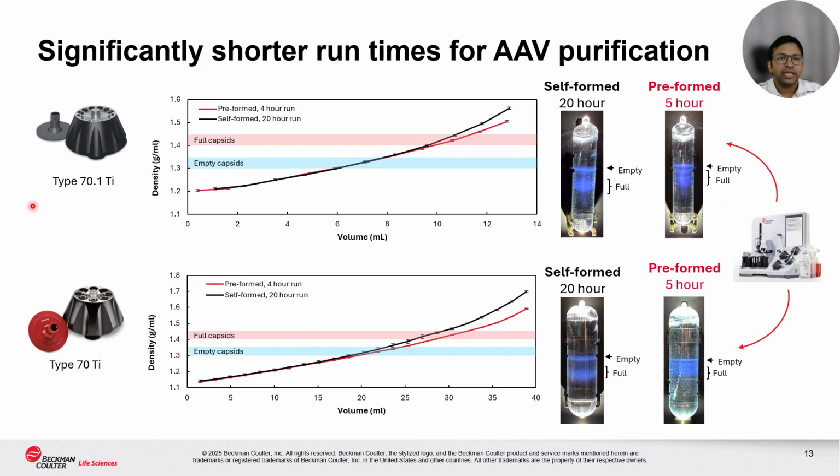This slide shows you density and purification profiles for an AAV cesium chloride purification from 2 different rotors, accounting for 2 different commonly used tube sizes: 13.5 mL with the type 70.1 Ti rotor, and then 39 mL with the type 70 Ti rotor.